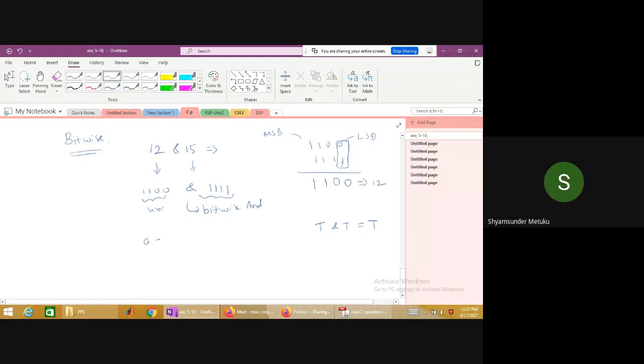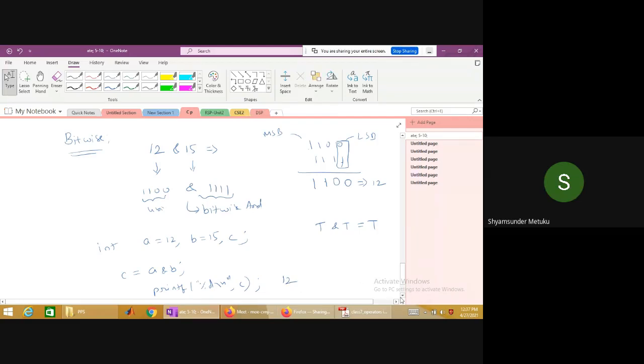So if I have A is equal to 12, comma B is equal to 15, comma C, this is my integer declaration, and I'm writing C is equal to A single ampersand B, then printf percentile D backslash N C. What is the output now? Value of C is what? 12. Very good.